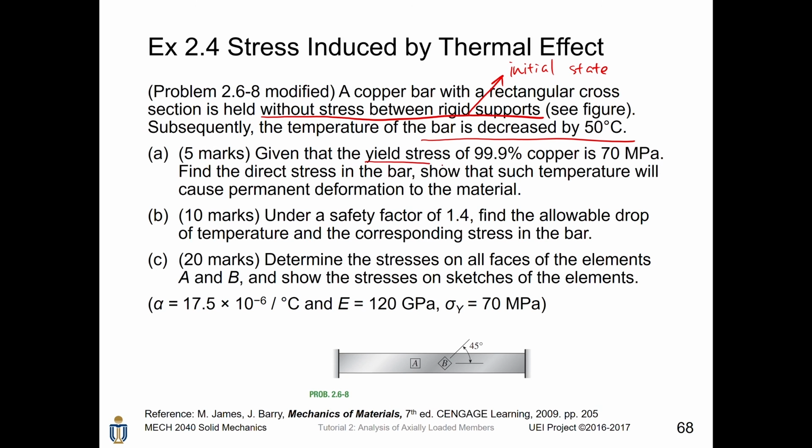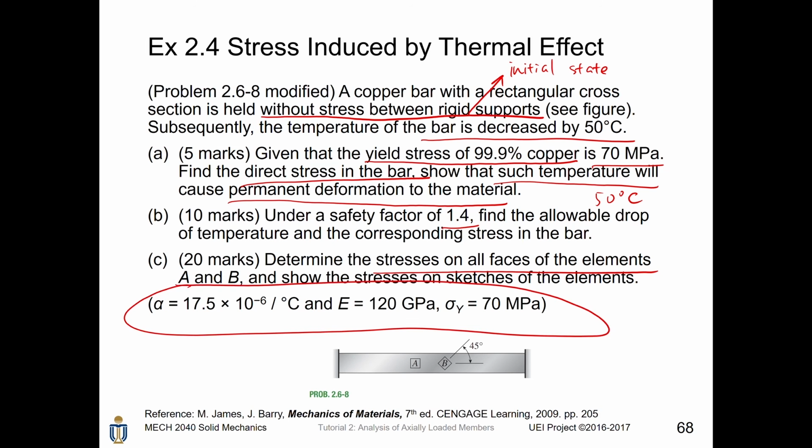Given that the yield stress of this copper bar is 70 MPa, find the direct stress in the bar. Show that such temperature, 50 degrees, will cause permanent deformation to the material. Besides, under a safety factor of 1.4, find the allowable drop of temperature and the corresponding stress in the bar. Finally, determine the stresses on all surfaces of the elements A and B, and show the stresses on sketches of the elements. There are also some data given for this problem.